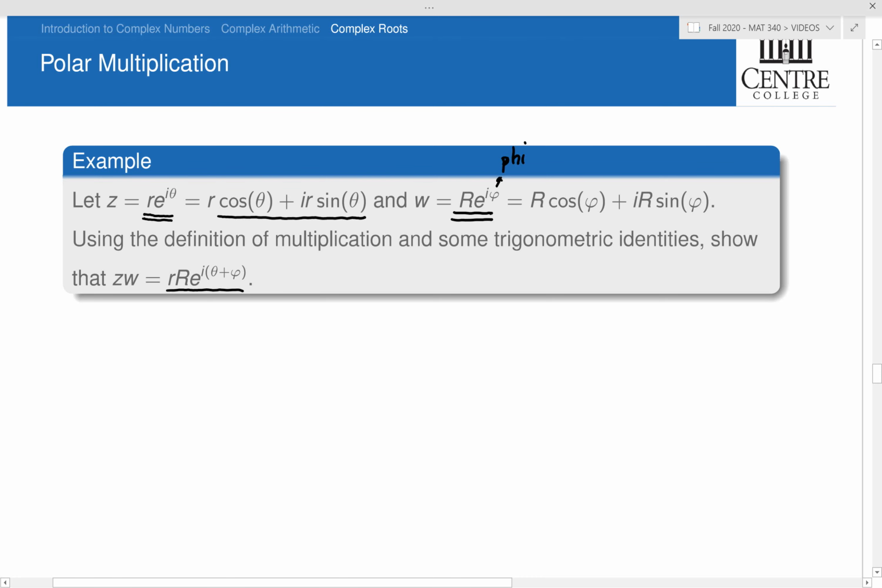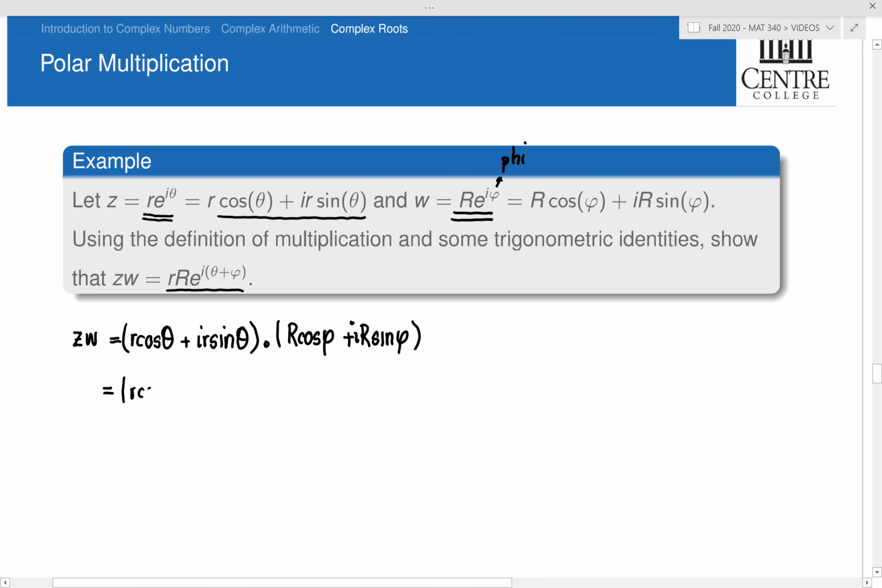All right, so let's go ahead and verify this. So we have z times w. Remember, z is r cosine theta plus i r sine theta, times w, which is R cosine of phi plus i R sine of phi. Let's go ahead and multiply these two. Sorry, there's an i missing there. So now we know how to multiply complex numbers in this form.